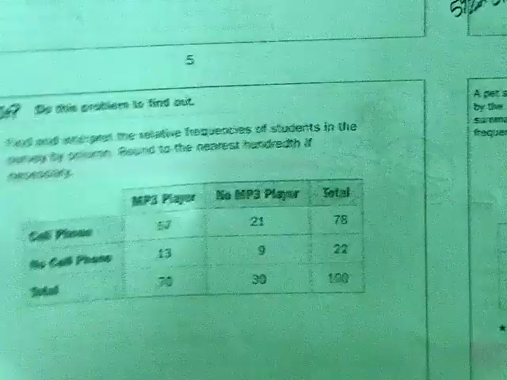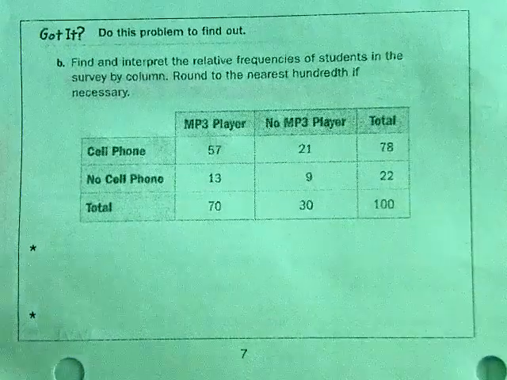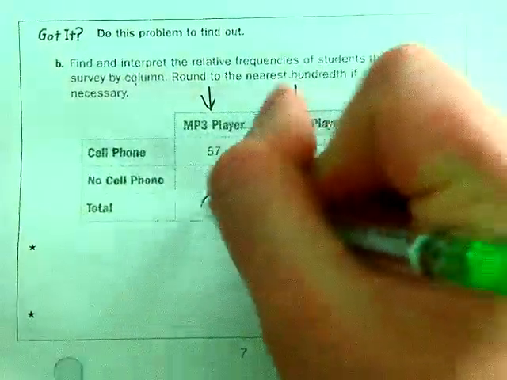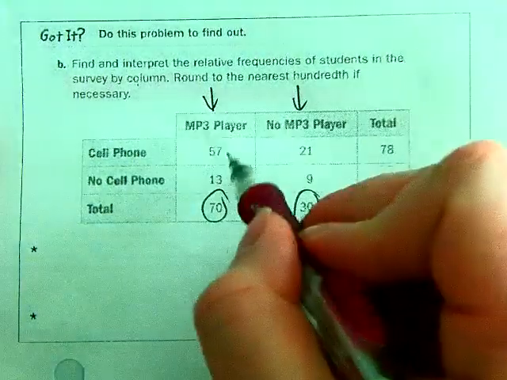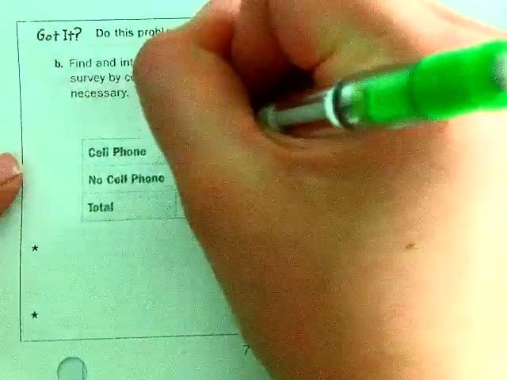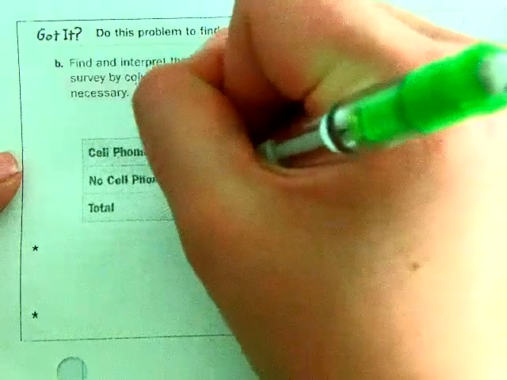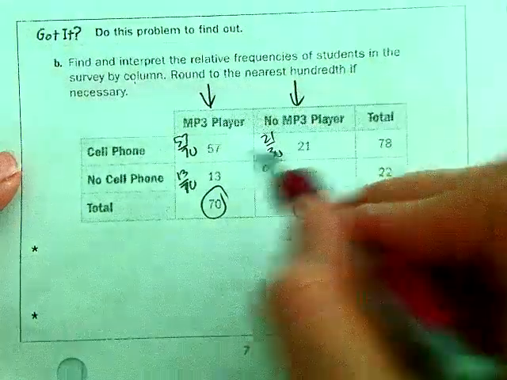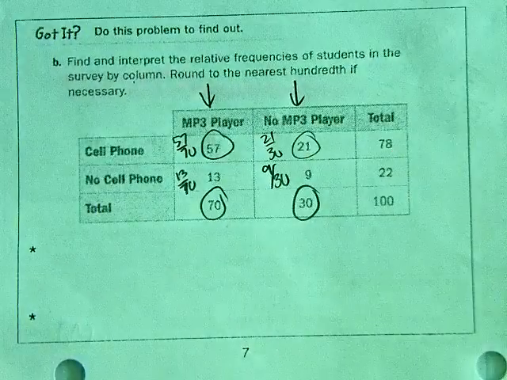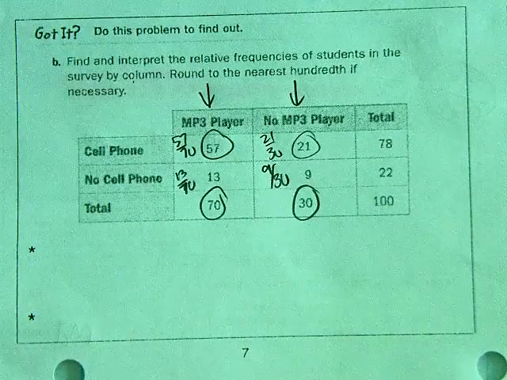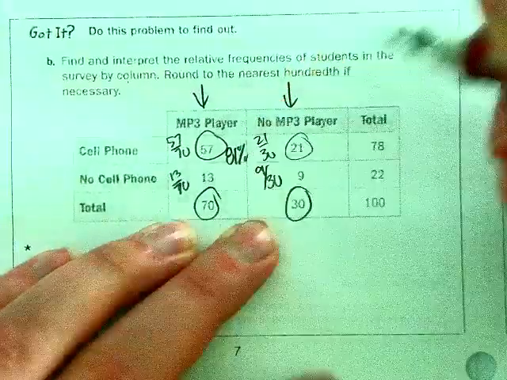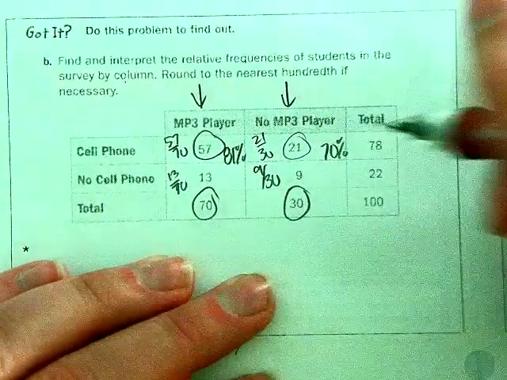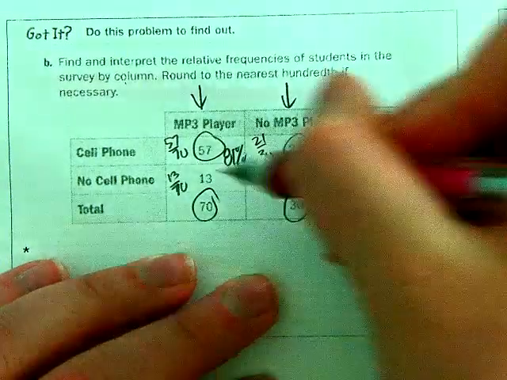Let's do that again with, this time, same information, but by column. So these are the totals we're going to use. This is going to be the larger number, again, 57 out of 70, 13 out of 70, 21 out of 30, and 9 out of 30. So we're going to use these numbers. 57 out of 70, dividing those and rounding to a percent is 81%. 21 out of 30 is 70%, which then makes this a 30%, and this one a 19%.